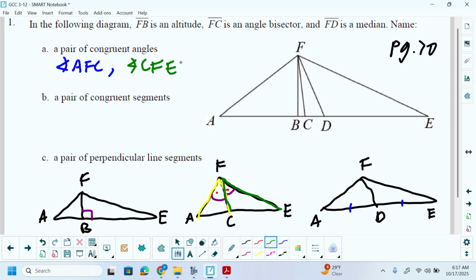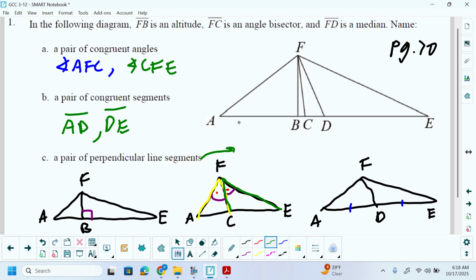Next, we need a pair of congruent segments. Segments are congruent when shown with the tick marks. So we'll just take our 2 segments that have the tick marks. So we're going to have AD, put your little segment symbol above it, and DE with the segment symbol above. You can reverse the letters in those if you want. Order of the letters doesn't matter for segments.